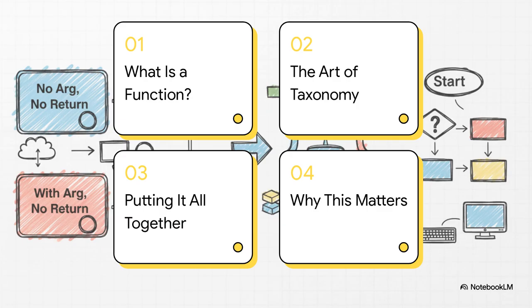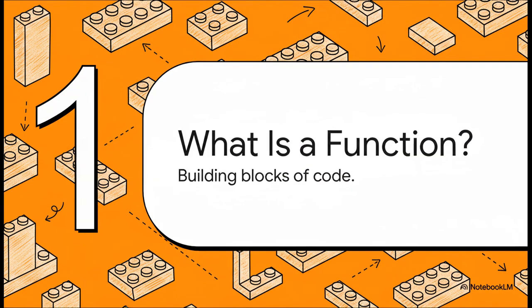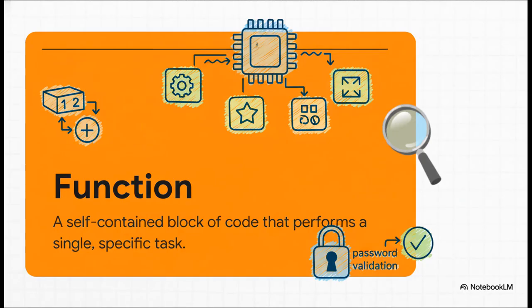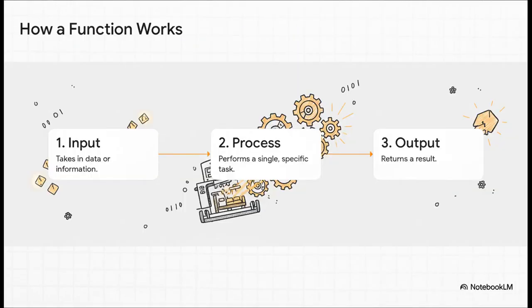Simple as that. All right, first up, what is a function? Seriously, think of these as the fundamental Lego bricks of any program you'll ever write. They are the essential building blocks of code. So a function is basically a little package of code that's built to do one and only one specific job. Maybe its job is to add two numbers together, or maybe it's to check if a password is valid. The key is one job, one function. That's the golden rule.